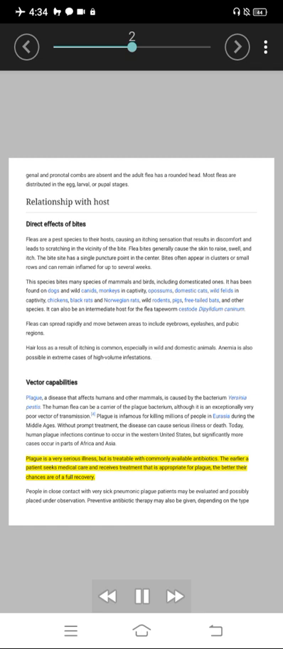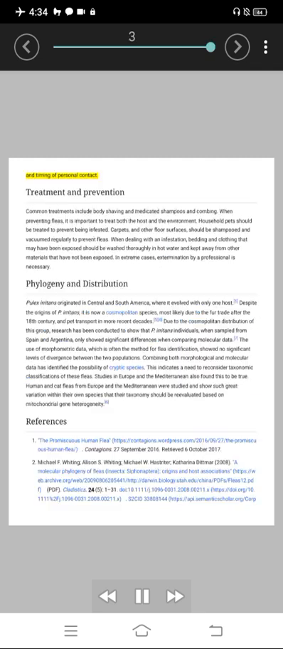People in close contact with very sick pneumonic plague patients may be evaluated and possibly placed under observation. Preventive antibiotic therapy may also be given, depending on the type and timing of personal contact. Treatment and prevention. Common treatments include body shaving and medicated shampoos and combing. When preventing fleas, it is important to treat both the host and the environment.